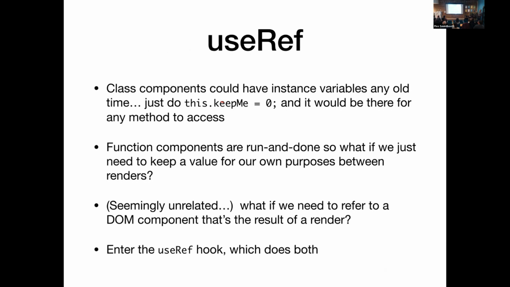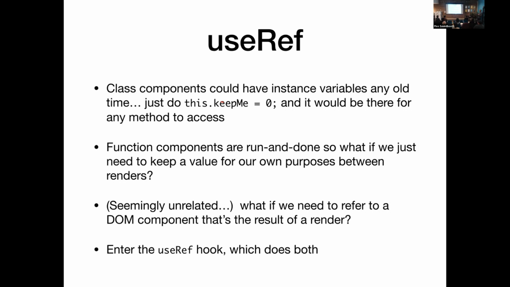I want to talk about one more, which is useRef. So I said the last thing we might want to do in a class component is say this.xxx. We can stash something of our own that has nothing to do with React inside the component, and just keep it there for us to access. Like if I wanted a keepMe thing, I could say this.keepMe equals zero, and it would be around for any method within that class instance to handle.